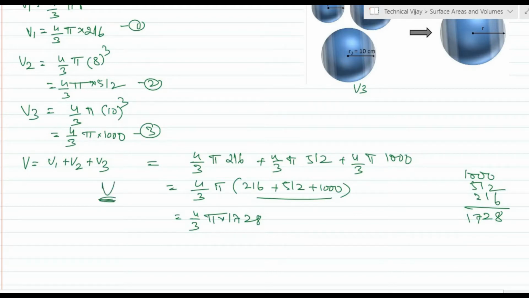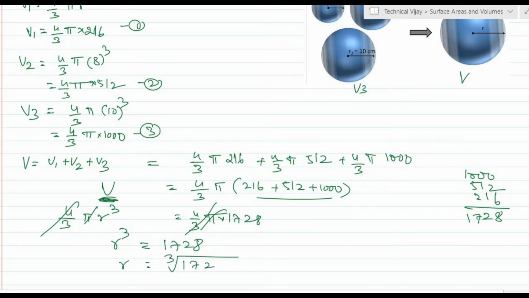This is the volume of this one, this is V. So this V can also be written as 4 by 3 pi r cube. So 4 by 3 pi can be cancelled. So r cube is equal to 1728. So r is equal to the cube root of 1728.